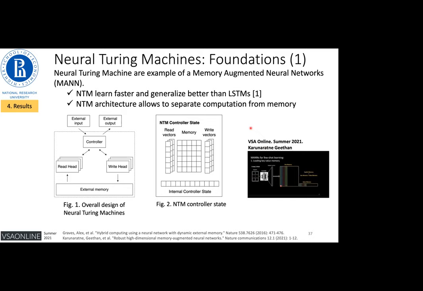The first one is that NTMs learn faster and generalize better than LSTMs. It was shown in the original paper by Graves. Here is the reference. Also, the NTM architecture allows us to separate computation from memory. Neural Turing machines are an example of memory-augmented neural networks. And by the fact that there is an external memory, external to the controller network, it allows it to keep more, so not to forget much more data.